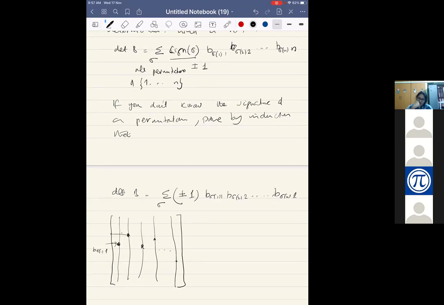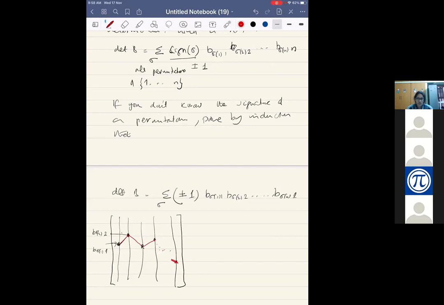This is B sigma 2, 2. So from the first column, you take the entry in the sigma 1th row. In the second column, you take the entry in the sigma 2th row. From the nth column, you take the entry from the sigma nth row. Multiply these together, dot, dot, dot, and finally end up with this product.